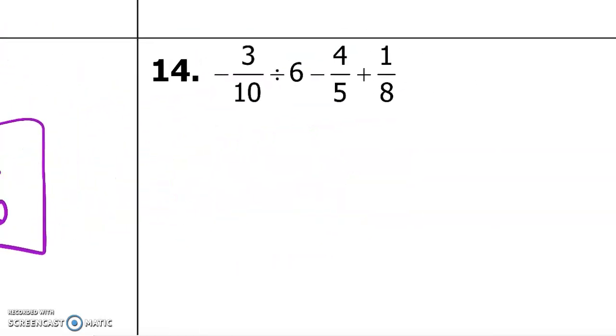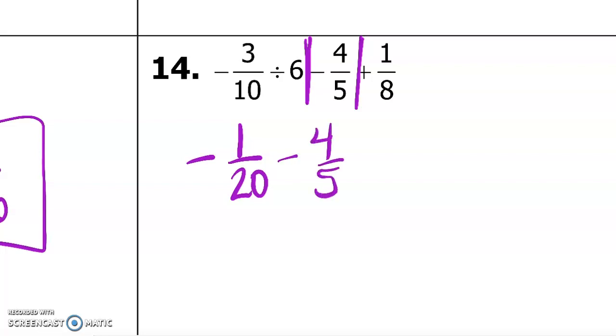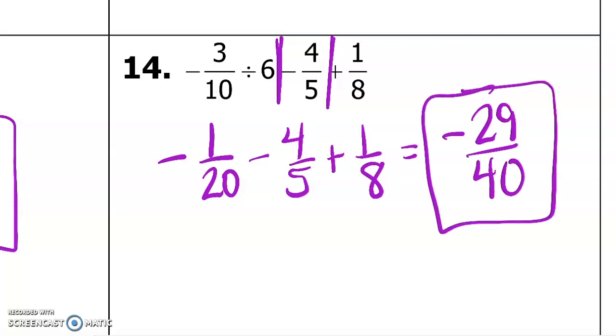Last one, the same thing. Here's a subtraction sign and here's an addition sign. So again, we have 3 things. So you need to do -3/10 divided by 6. You should get -1/20. Then you simply have -4/5 and plus 1/8. Those you just need to bring right along. So type those all in. You're going to get -29/40. So it's okay to get a fraction for these.